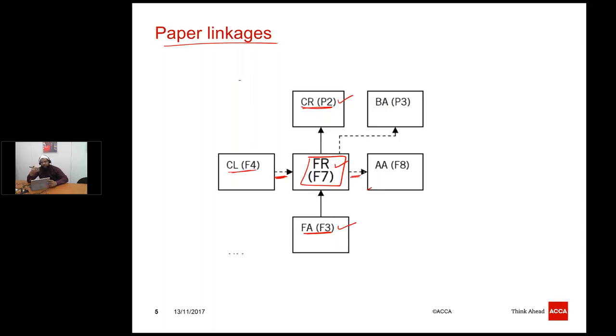So the strong knowledge of paper F7 will automatically help you in F8 as well, and some of the knowledge will be carried forward to paper P3 as well. Paper P3 is going to be conducted up to June 2018. After that, this will become SBL. So paper F7 knowledge is being carried forward to 3 different papers: P2 mainly, some of P3 and some of F8, and the knowledge brought forward is from F3 and some of F4. So these are the paper linkages of paper F7 with different other papers of ACCA.